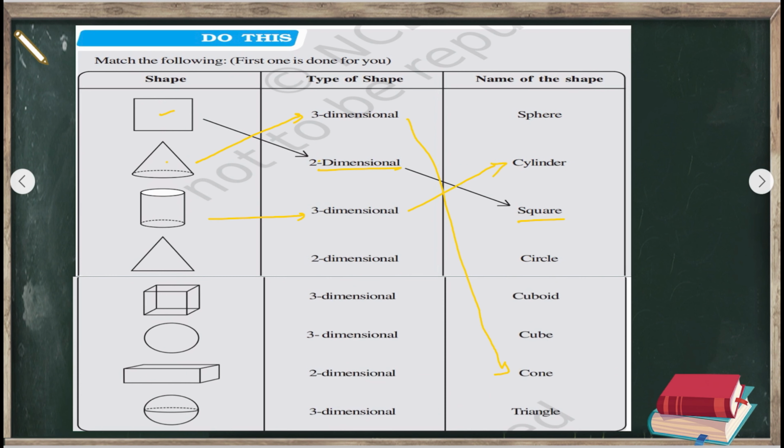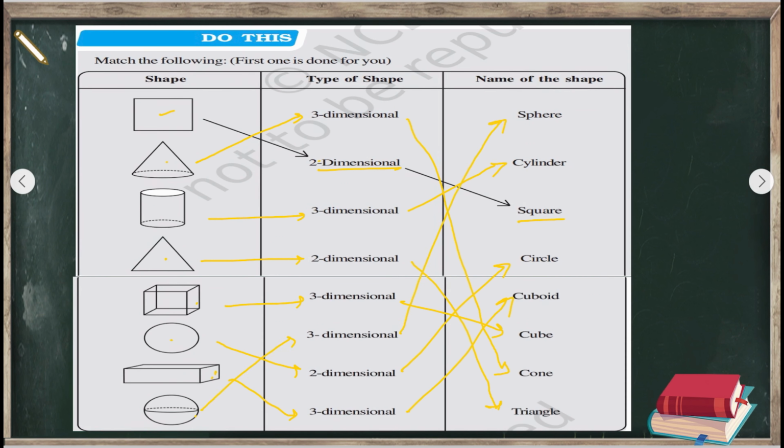Now next is triangle, which is again a two-dimensional figure, and the name of triangle is here at the bottom. Next one is this cube, which is again a three-dimensional figure, and the name of the cube is given here. Next one, this is a circle. Circle is a two-dimensional figure and its name is given here. Second last is cuboid. Cuboid is three-dimensional and its name is given here. And the last one is a sphere. Sphere is three-dimensional and its name is given here.